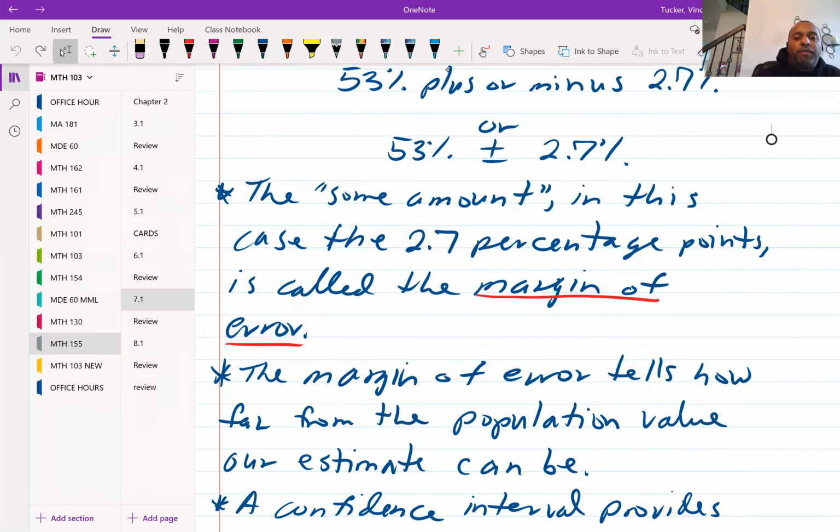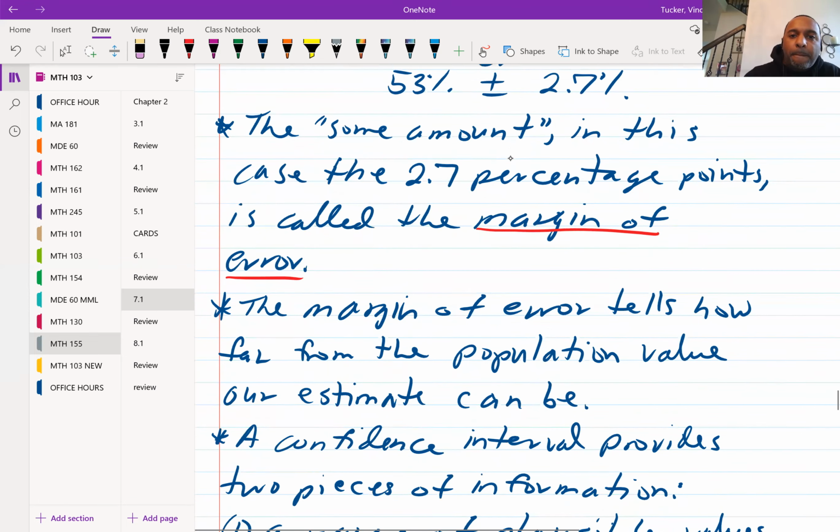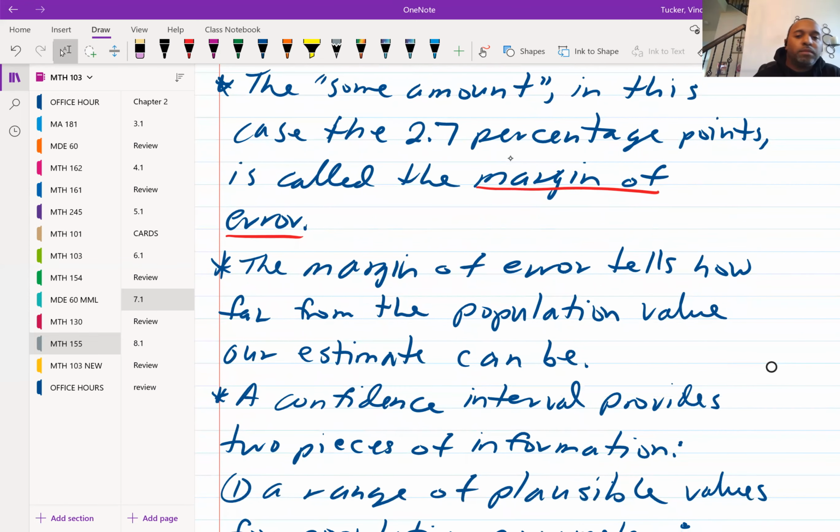All right, the margin of error tells how far from the population value our estimate can be. Yes, that would always come last in the equation. Someone asked, would the sum amount, or in other words, the margin of error, come last? Yes, you'll have your initial value, your actual percentage, and then plus or minus your give, or your margin of error. Scroll up too far, let me know.